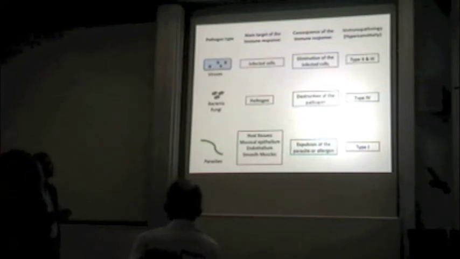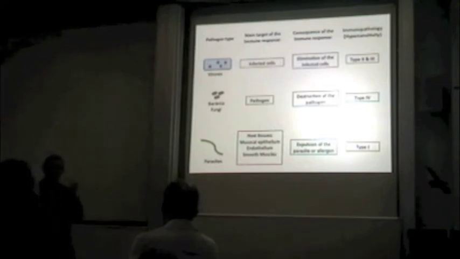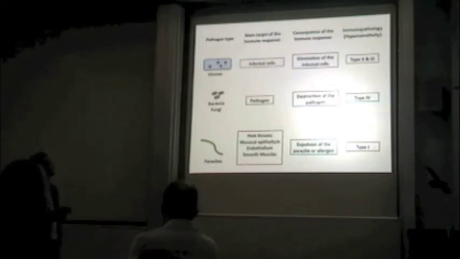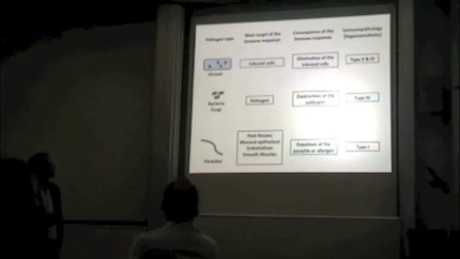So one class of pathogens are viruses and bacteria that infect the cytosol of host cells. The main target of the response in this case is the infected cell, and the intended purpose is to eliminate infected cells. And that can lead to certain types of immunopathology that in classical literature is called hypersensitivity types 2 and 3.